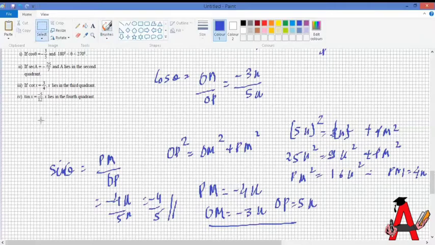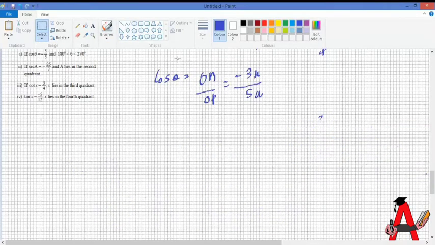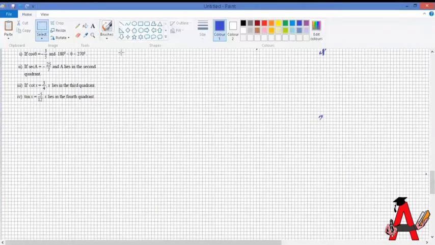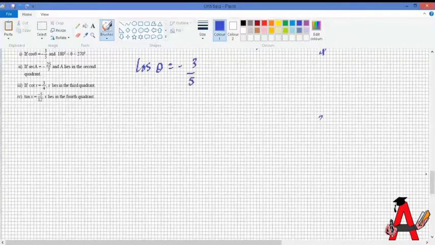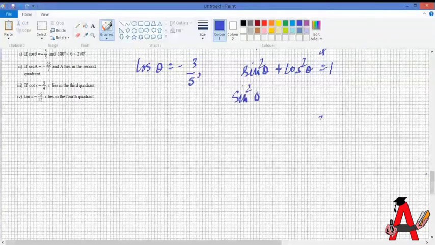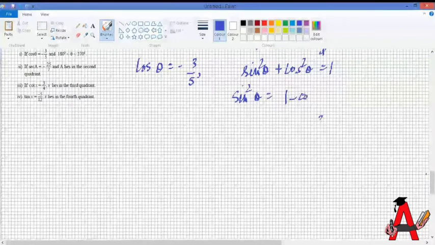Let me try to do the same question using the trigonometric identities, how I did before. This is the last part. Now I will take cos theta is equal to minus 3 by 5. Again, if I have to use sine square theta plus cos square theta is equal to 1, therefore, sine square theta will be equal to 1 minus cos square theta.